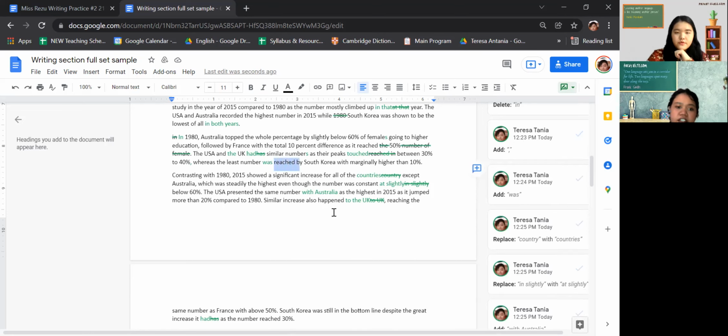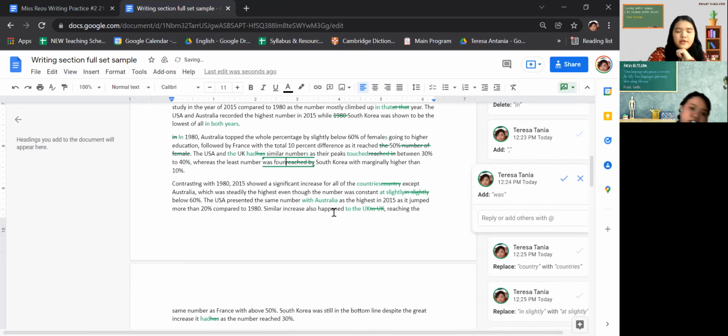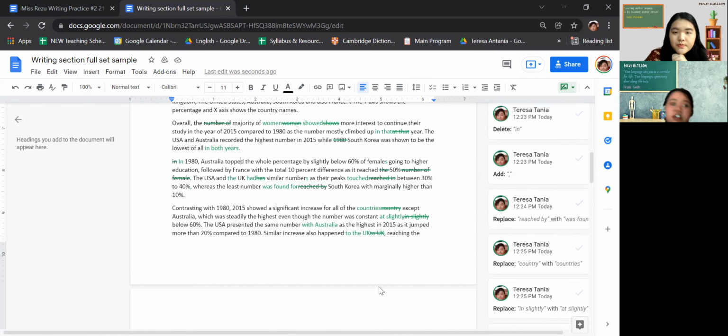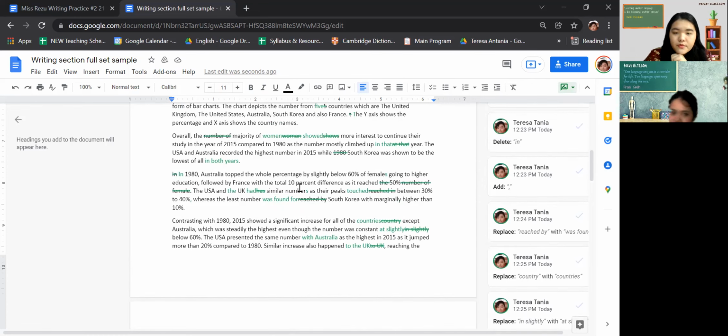So I can delete that then. You can change this to found for South Korea. Right, the number was found. Okay. How about I'm using, I forgot, is it this one or the last one? I used topped, like top the chart. Top the whole percentage. Is it okay? Yes, that's okay.